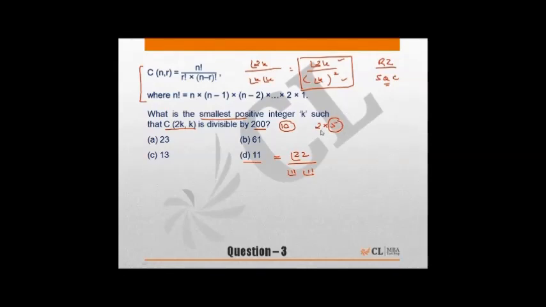Highest power of 5 available in 22 factorial will be equal to 4, and highest power of 5 available in 11 factorial will be 2. So what will we get out here? On account of 22, we will have 10 to the power of 4 or 5 to the power 4, whichever way you want to call it. So power of 5 will be 4 in the numerator, and power of 5 will be square into square, because 11 factorial into 11 factorial, which will again be 4.